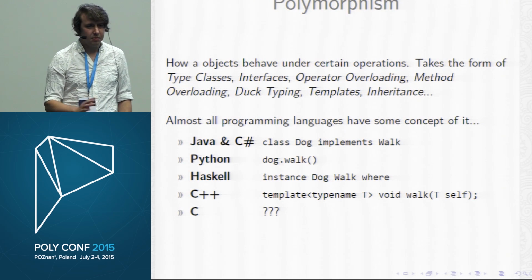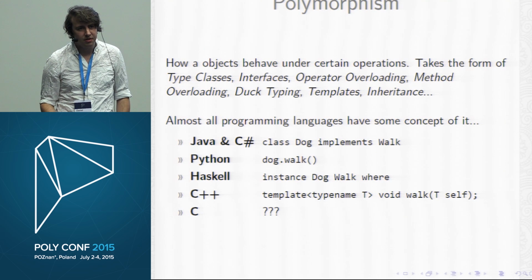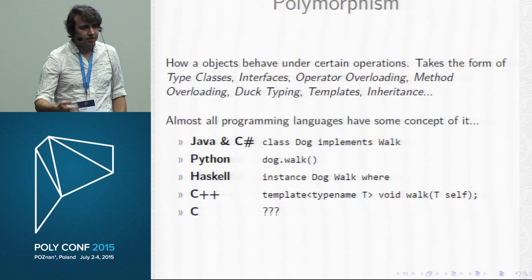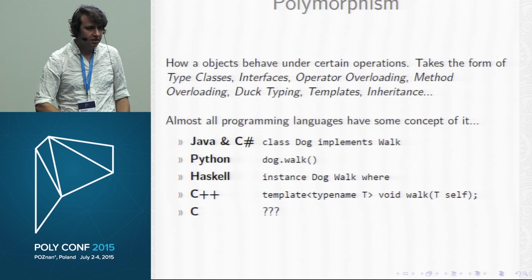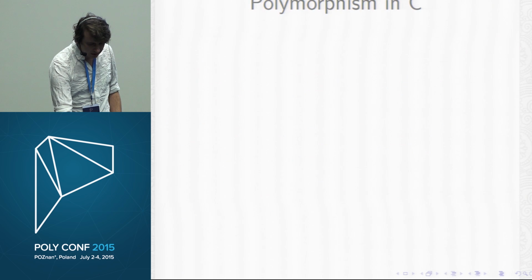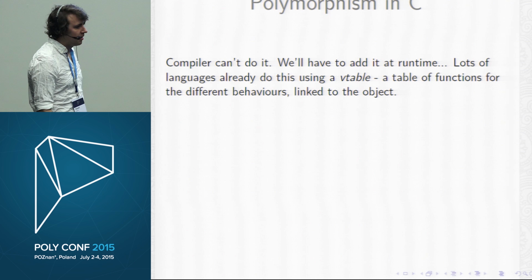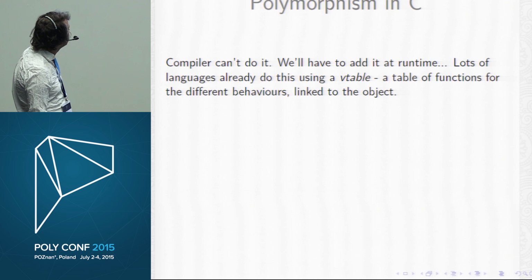But in C, there's basically no way to do this. The compiler can't do this. There's no way to make a function work for many different types, at least not with the compiler. So we have to add it at runtime. This is kind of what Cello is. It's this runtime system which adds it.